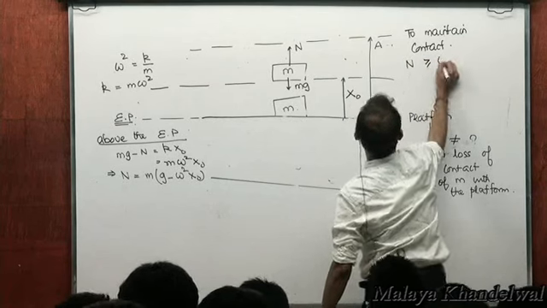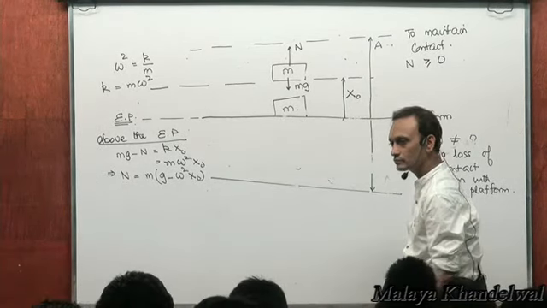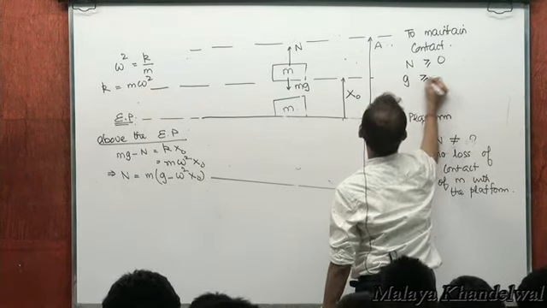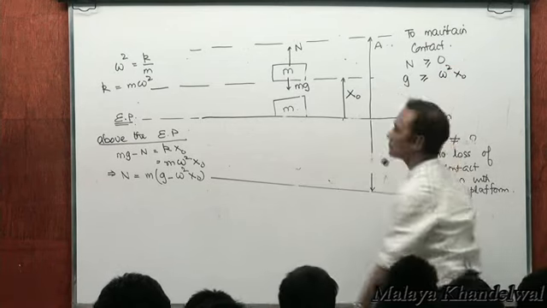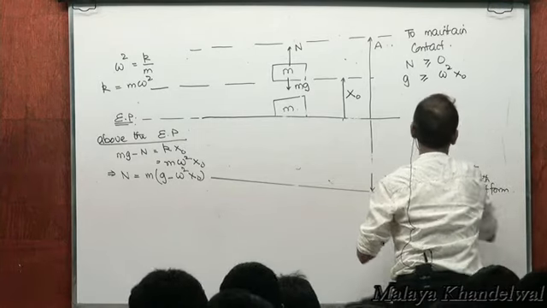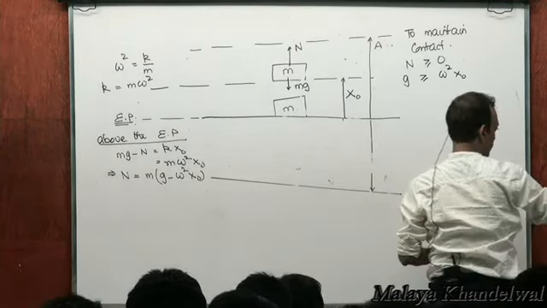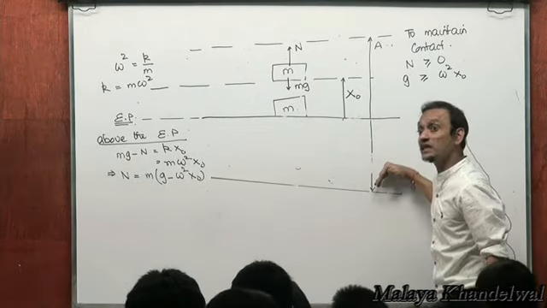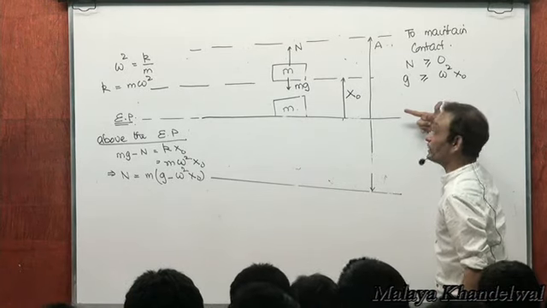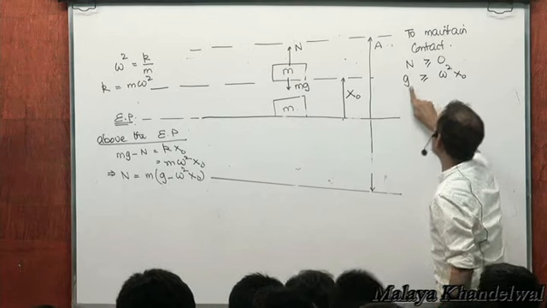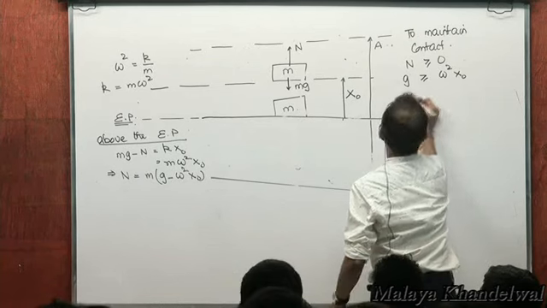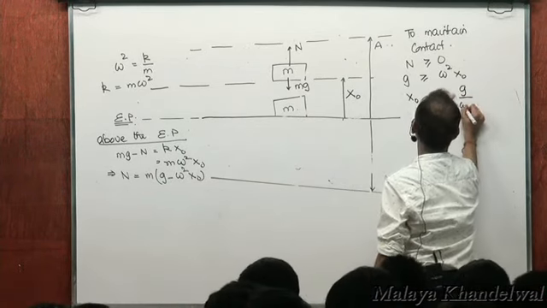N must be greater than or equal to 0 to maintain contact, right? That means g must be greater than or equal to omega squared x naught. The platform renders unconditional support below the mean position, but above the mean position it says, if the particle has to maintain contact, make sure that g is greater than or equal to omega squared x naught. That means x naught has to be less than or equal to g by omega squared.